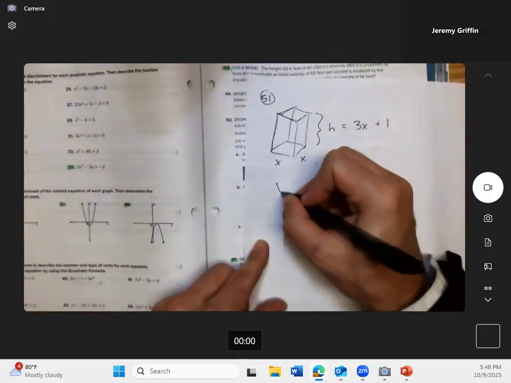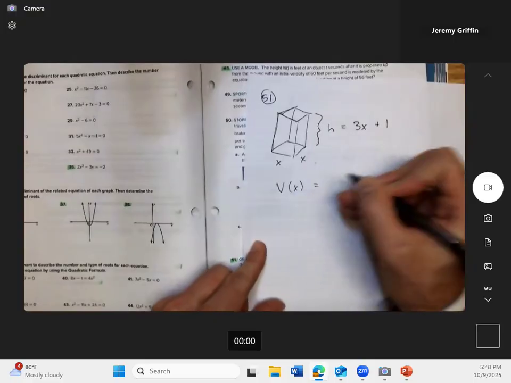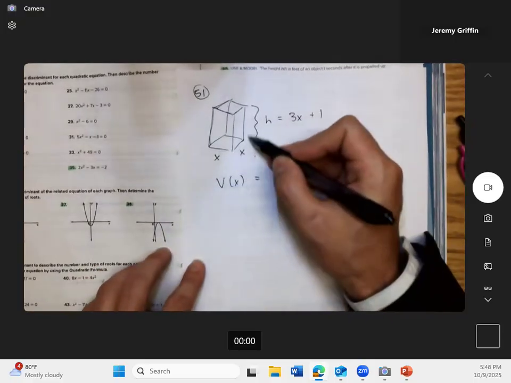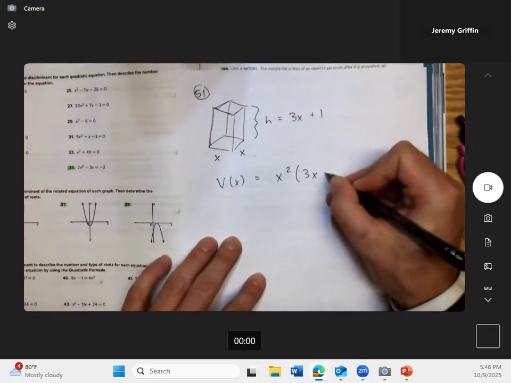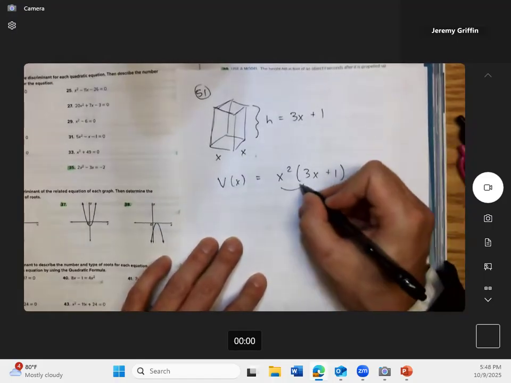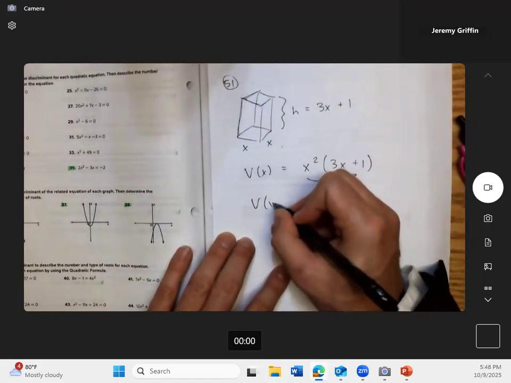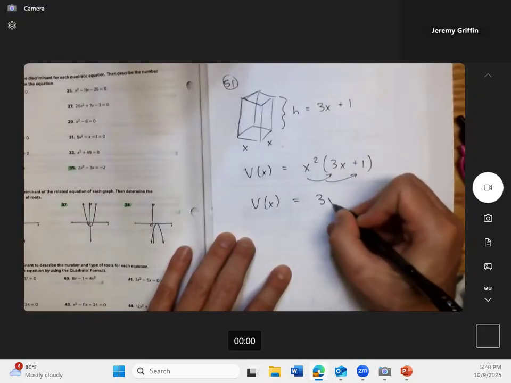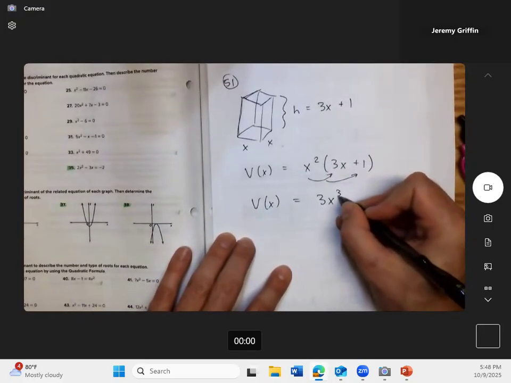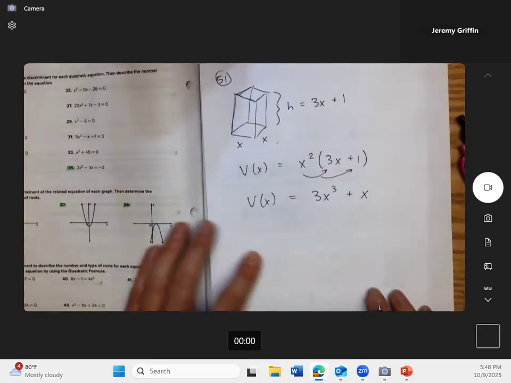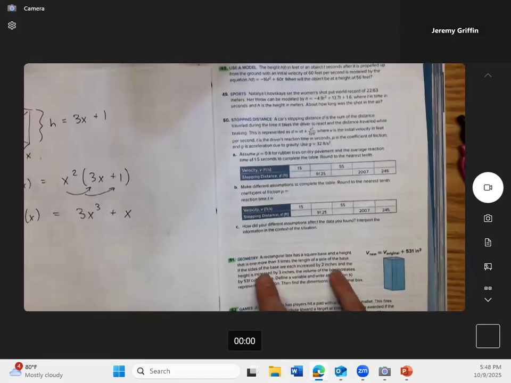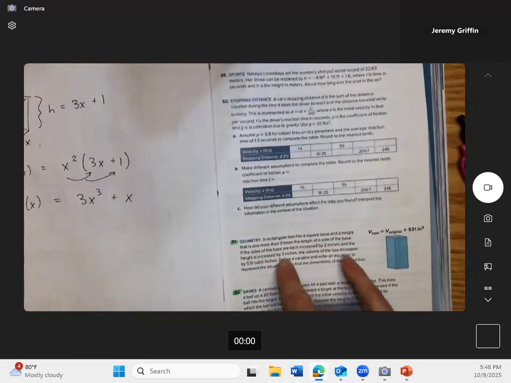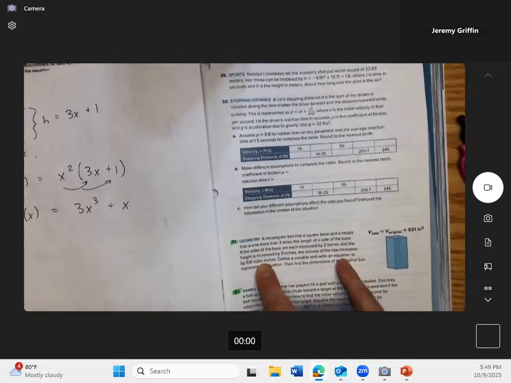So I'll say the original volume as a function of x is length times width times height. So it'd be x times x, and then for height, I'll substitute in 3x plus 1. And I could also distribute that. So volume as a function of x for the original box is 3x to the power of 3, and then plus x. That's interesting. Then we're going to increase each base side by 2 inches and the height by 3 inches. The volume increases by 531 cubic inches.